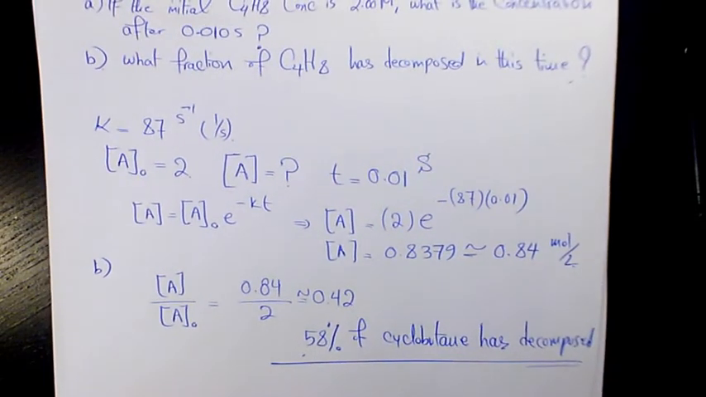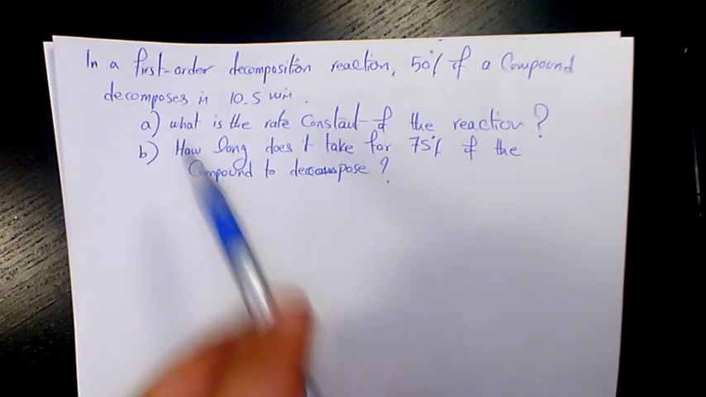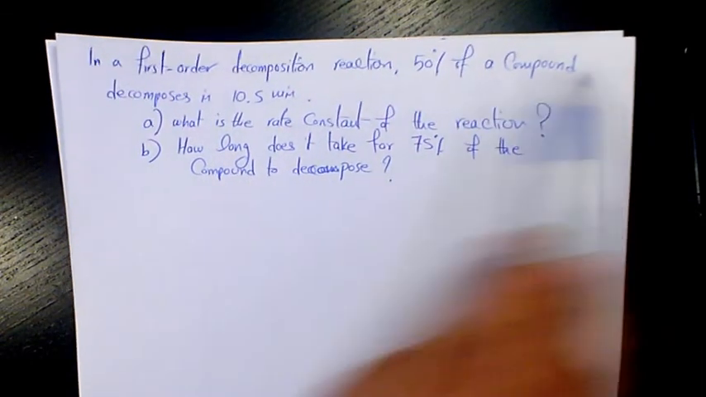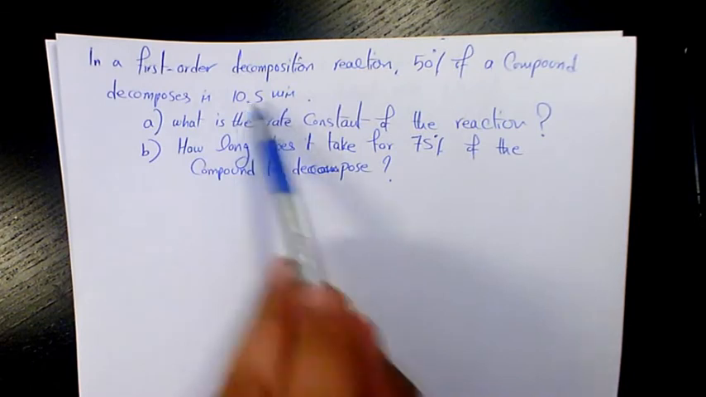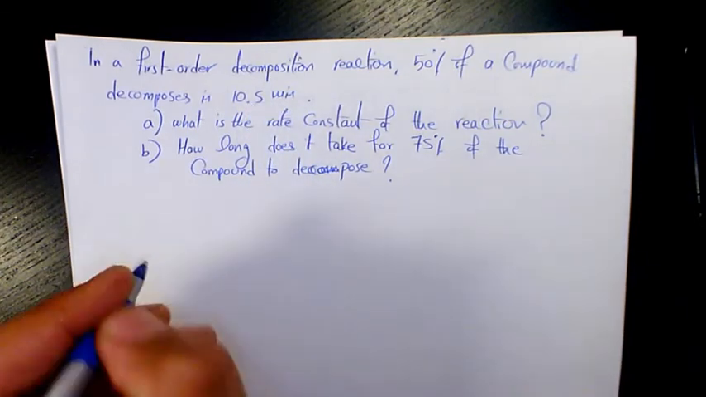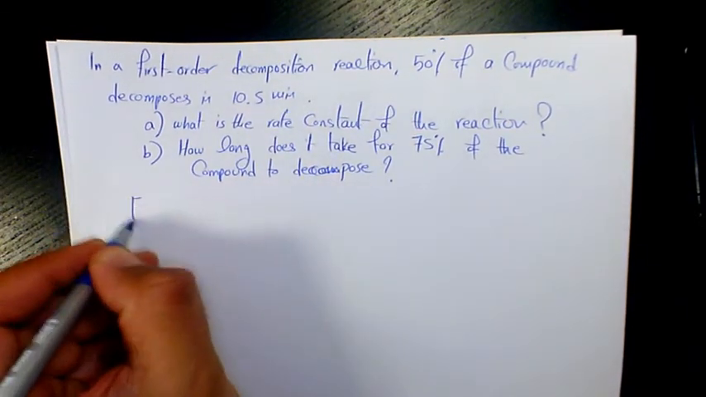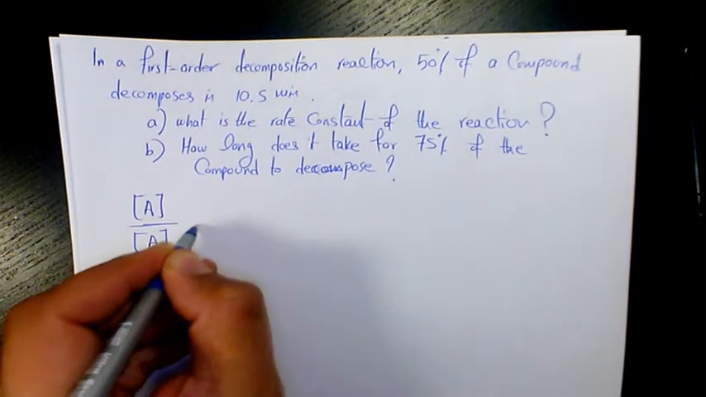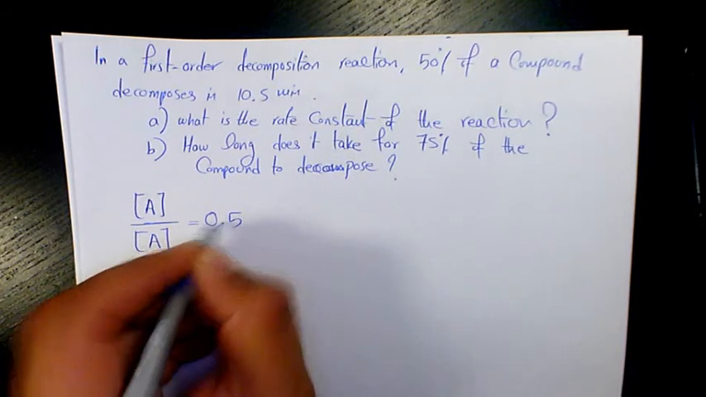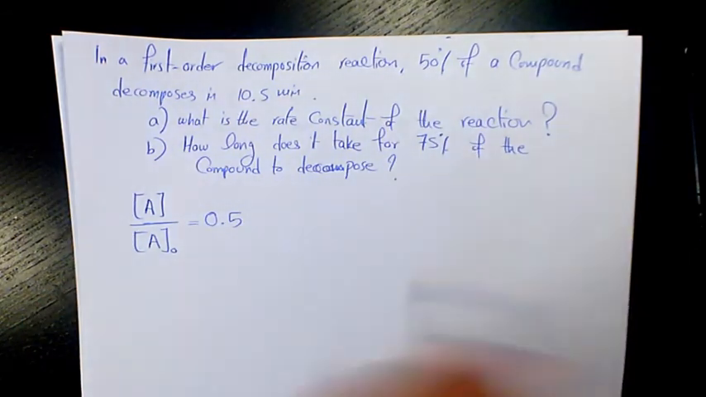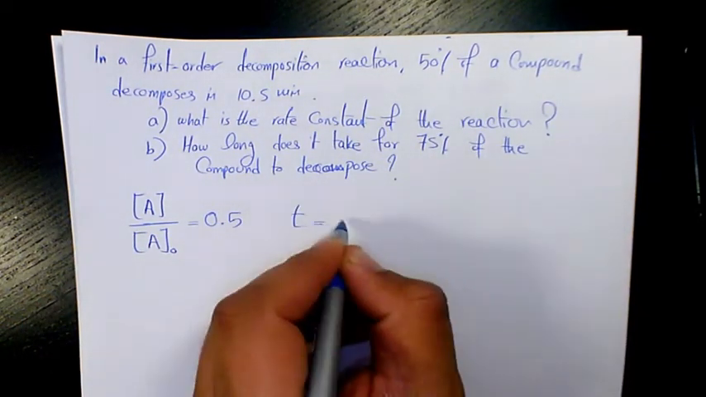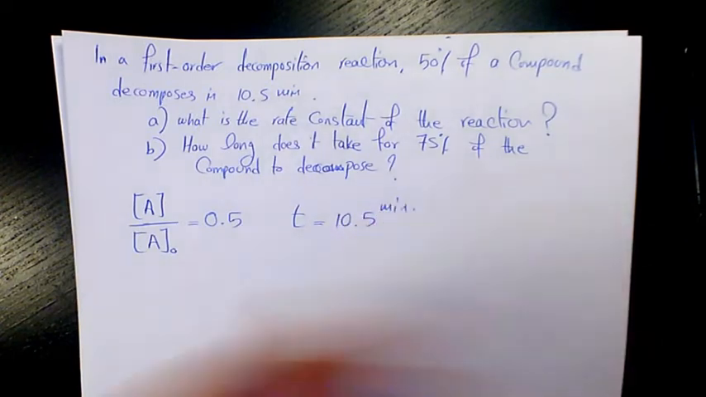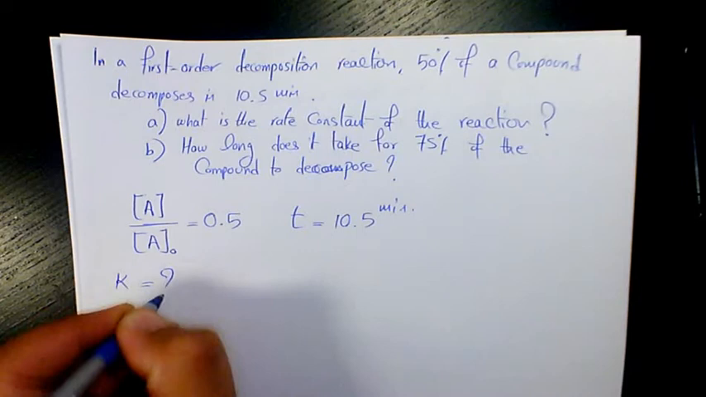Let's see another example. In a first order decomposition reaction, 50% of a compound decomposes in 10.5 minutes. So it means that the final concentration over initial concentration is going to be 0.5 because 50% is already consumed. In how long? In 10.5 minutes. What is the rate constant? So what is the value of K?